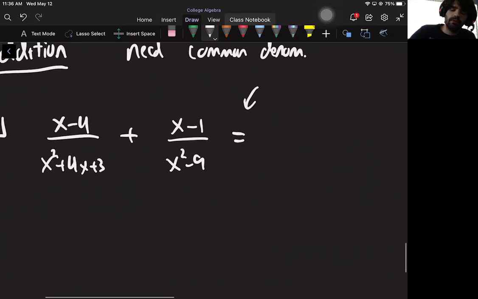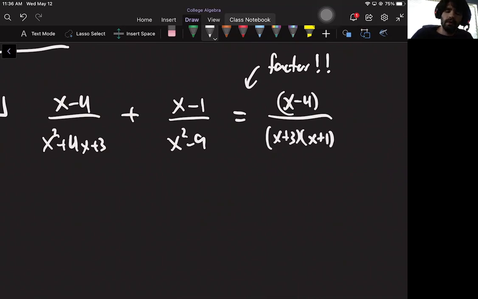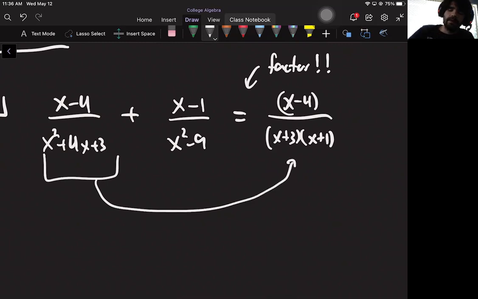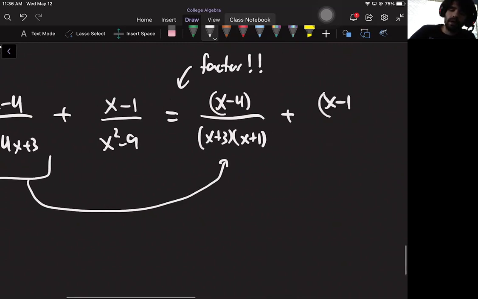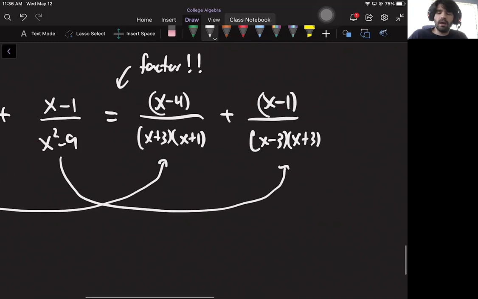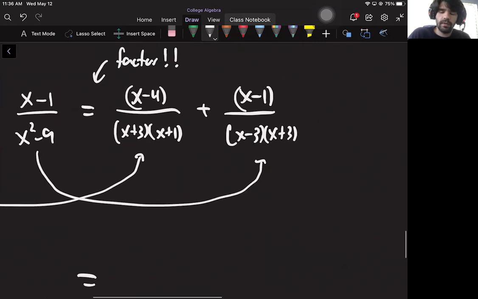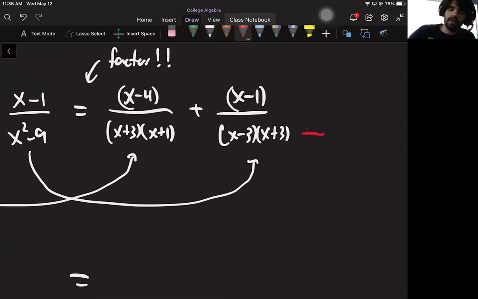Well, first, before we think about that, we are going to try to factor as much as possible. So x minus 4 is already factored, but x squared plus 4x plus 3, we can factor as x plus 3, x plus 1. So that's becoming that. And then x minus 1 is already factored as much as possible, but x squared minus 9 is a difference of squares. So I can do x minus 3, x plus 3. So that's becoming that. Okay, so now it's a little bit easier to get a common denominator. So what does getting a common denominator mean? It means that the denominators need to be exactly the same.